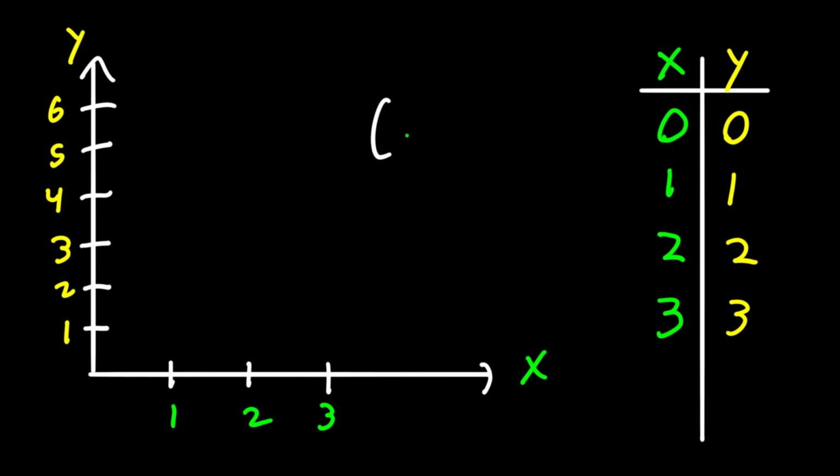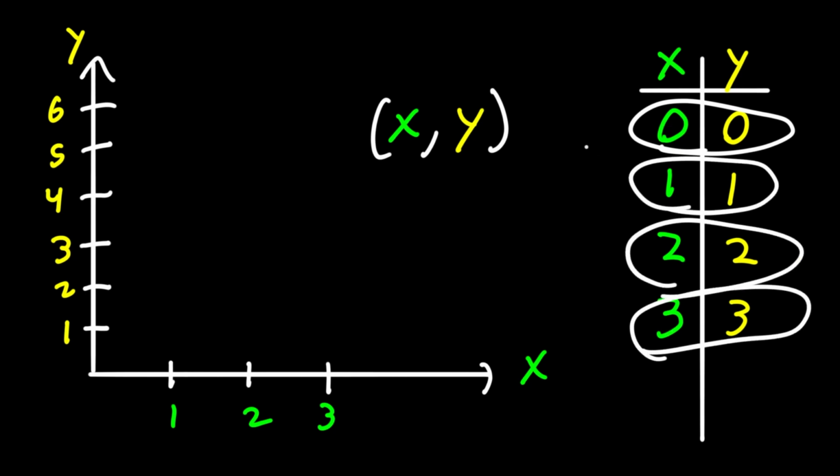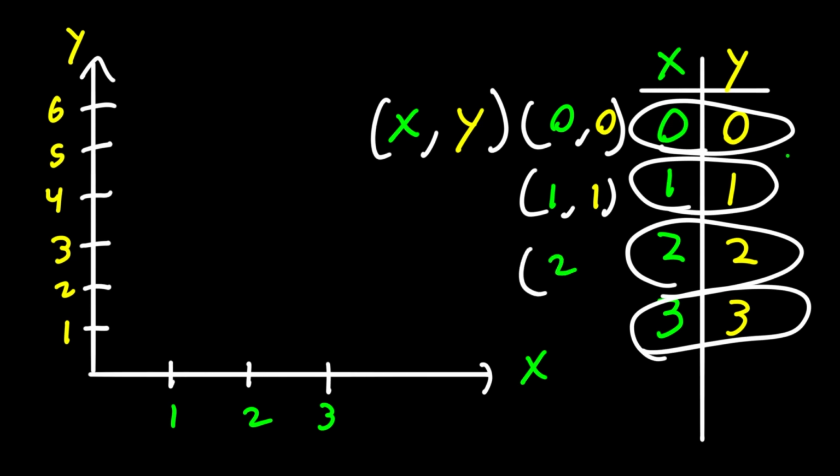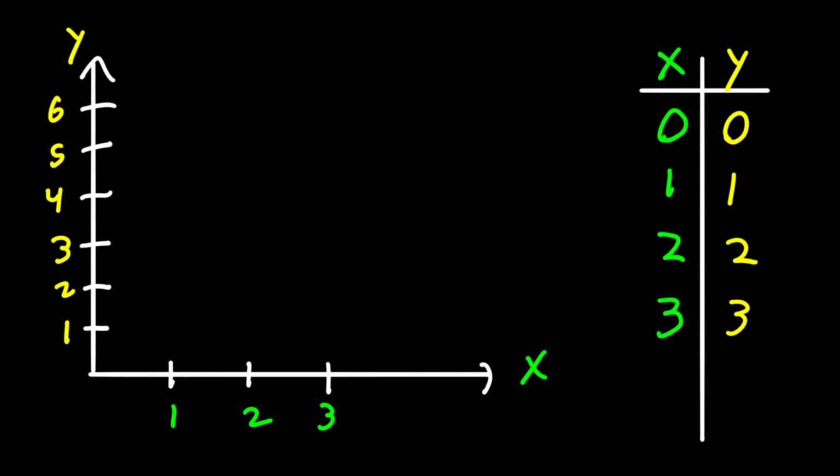Recall how points work. It's written as x, comma, y. So these values are the same thing as points, except they're written in another form. So this point here can be written as 0, 0. This point here can be written as 1, 1. This point here can be written as 2, 2. And this point here can be written as 3, 3. So the table is pretty much the same thing as having multiple points, except they're just written in a different way.